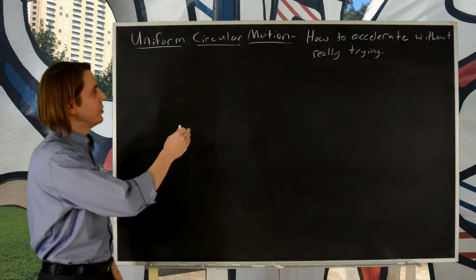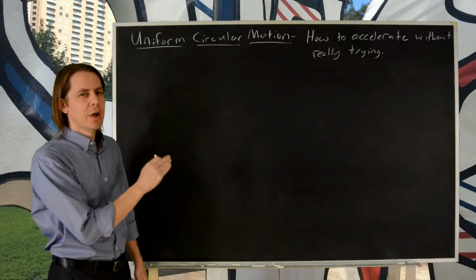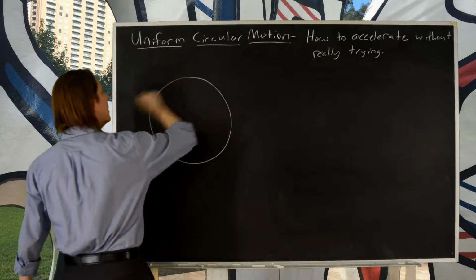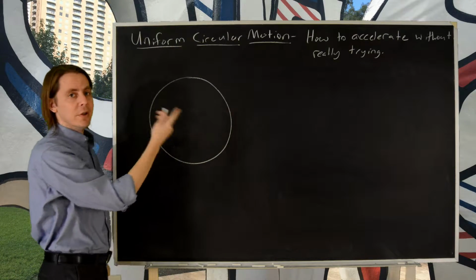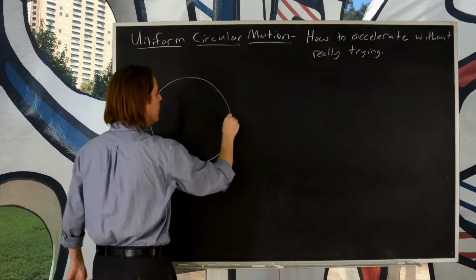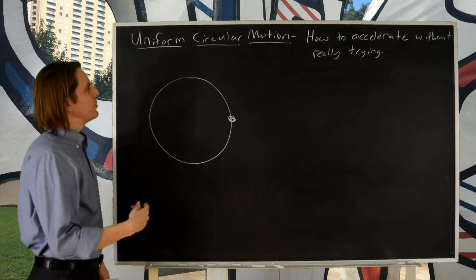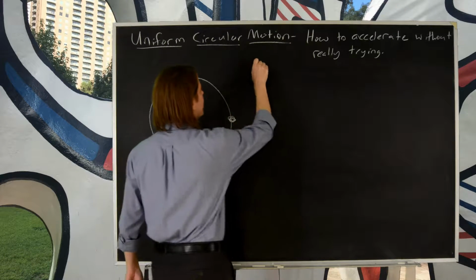Uniform circular motion, or as I like to call it, how to accelerate without really trying, because you're going to see it's a different kind of acceleration. Really, it's just motion in a circle. You can imagine some mass moving around the circle at a constant speed. So let's describe it with some bullets.